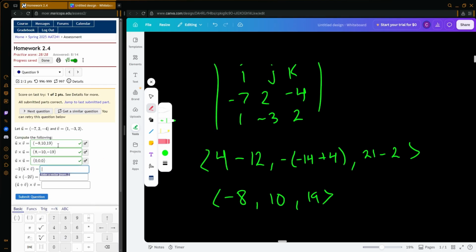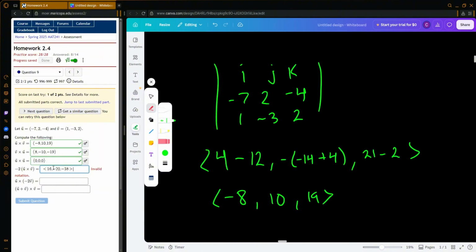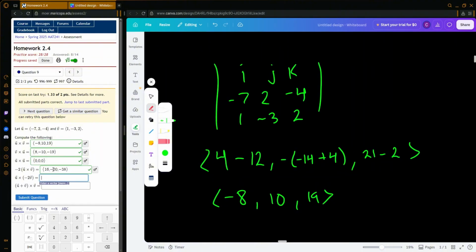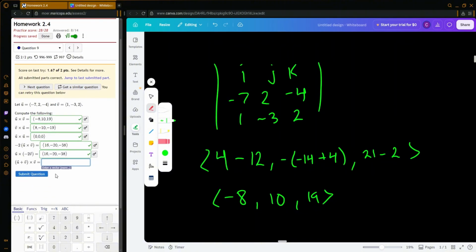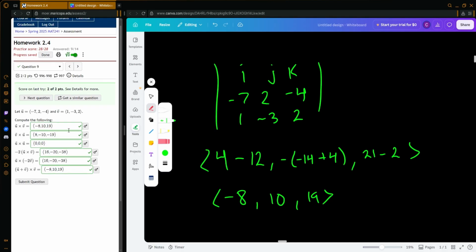Okay, I'll do negative 2 into this vector. Negative 16, negative 16. 38, negative 38. Okay, U cross 2V, I think it's going to be the same thing. That's going to be U cross V plus V cross V, which is 0, so it's just U cross V.